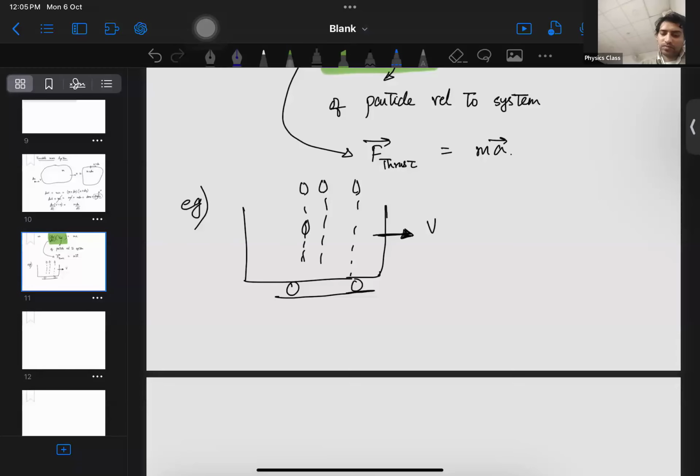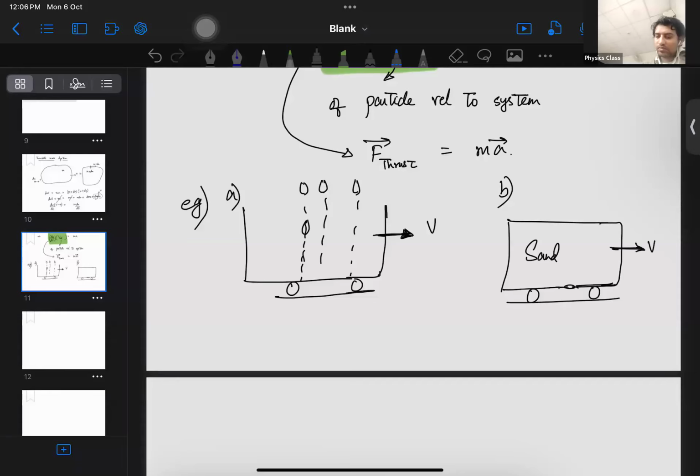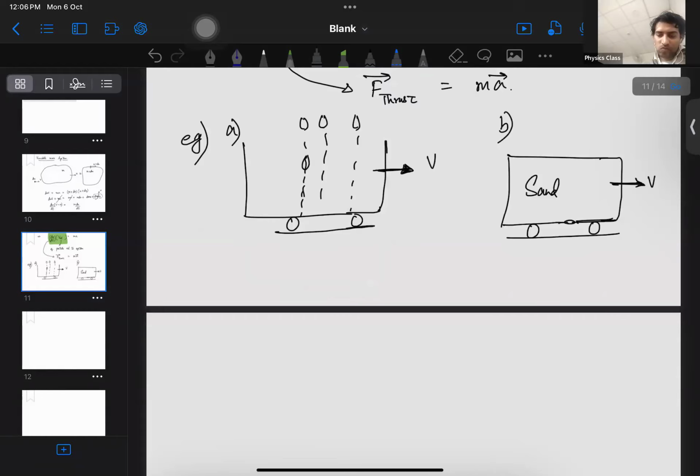Rain is falling over here. Fine, rain is falling over here, and case number one, case number two. Fine, let's take these two cases.